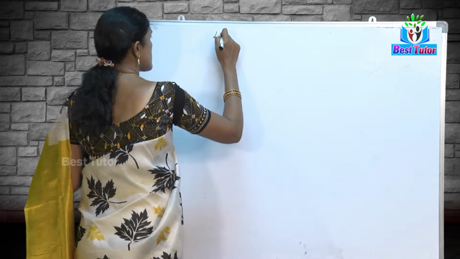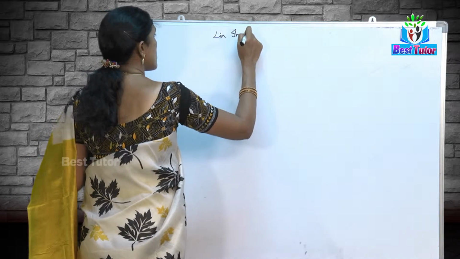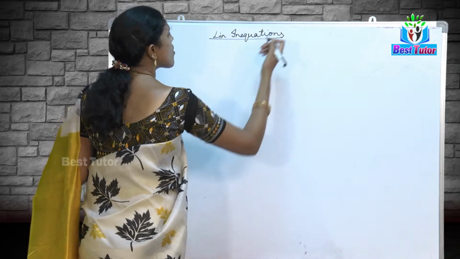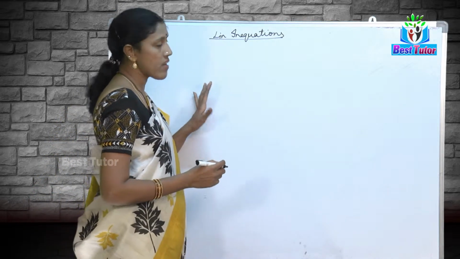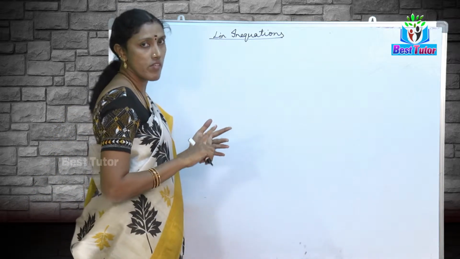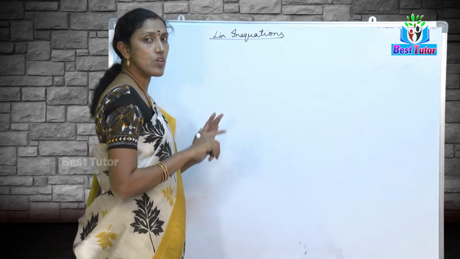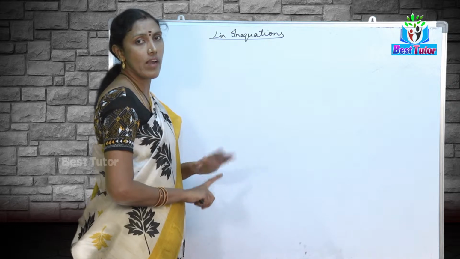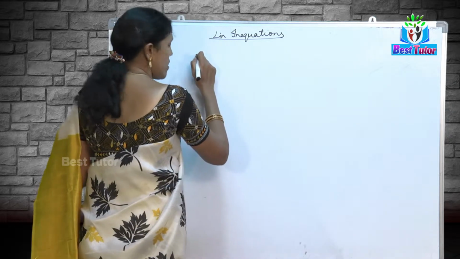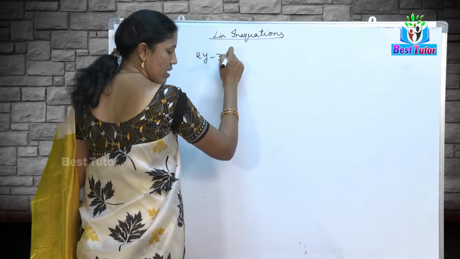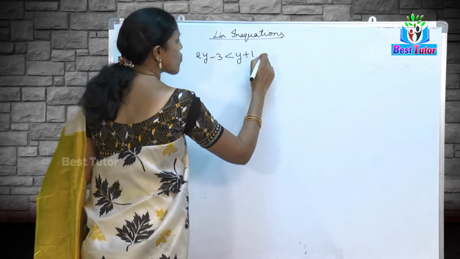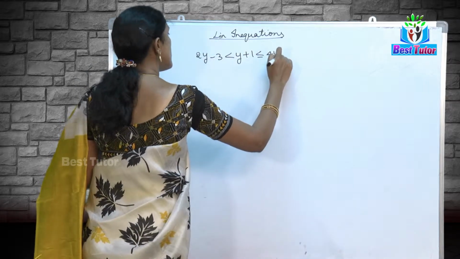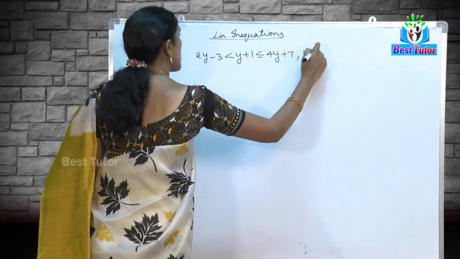Linear inequations: the solving and the entire thing remains the same as in the case of natural numbers, whole numbers and integers, excepting the solution set, representation of the solution set and representing it on the number line varies. So let us choose an example. 2y minus 3 is less than y plus 1 is less than or equal to 4y plus 7, where y belongs to R.